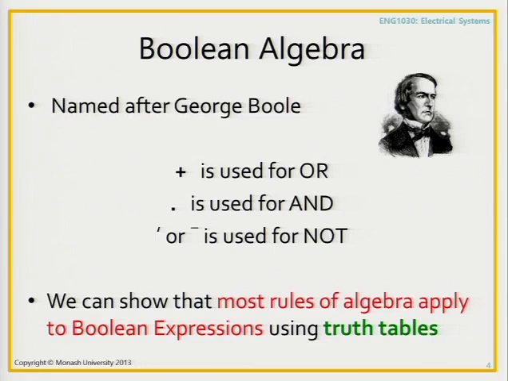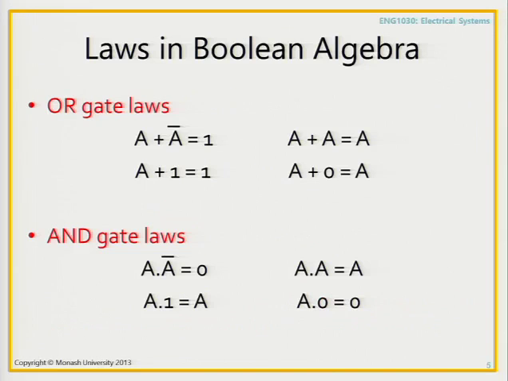Boolean algebra was named after George Boole, unsurprisingly, as most of these things in engineering are. And just as a recap, here are the symbols we use for the operations. So plus was an OR, dot was an AND, and this prime, or this bar above a variable, was used for NOT. As we saw, most of the rules can be expressed using truth tables, but here are some laws which we saw and summarized.